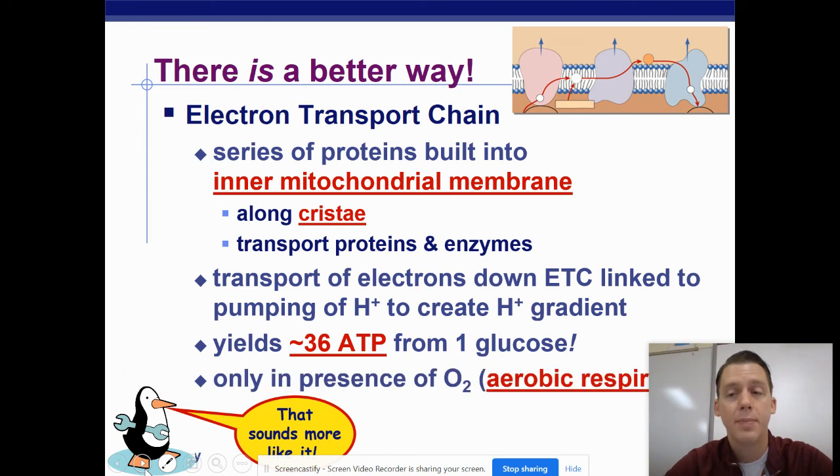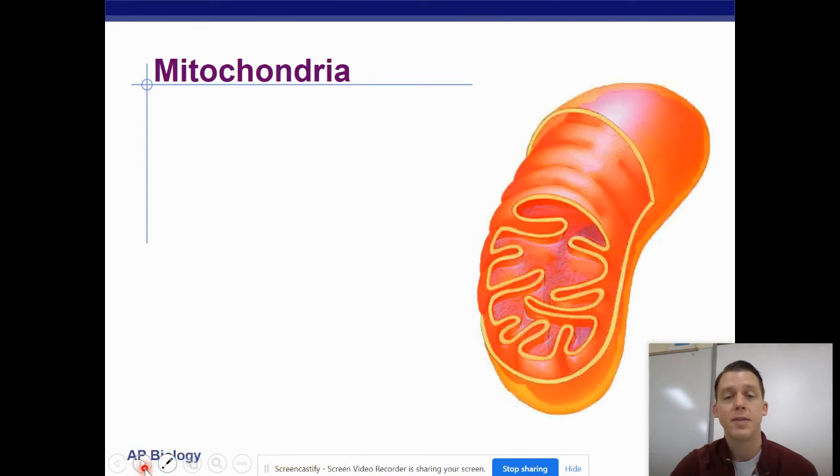This can only happen in the presence of oxygen. So sorry, anaerobic organisms cannot undergo this process. They undergo a different process called fermentation. This very efficient process can only happen in the presence of oxygen.